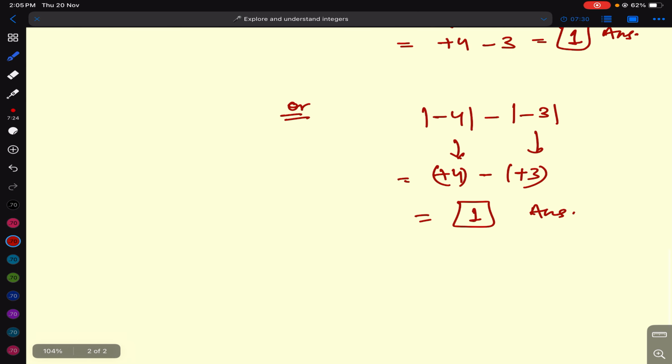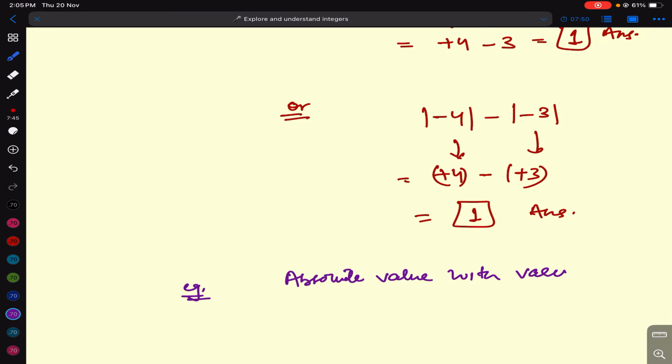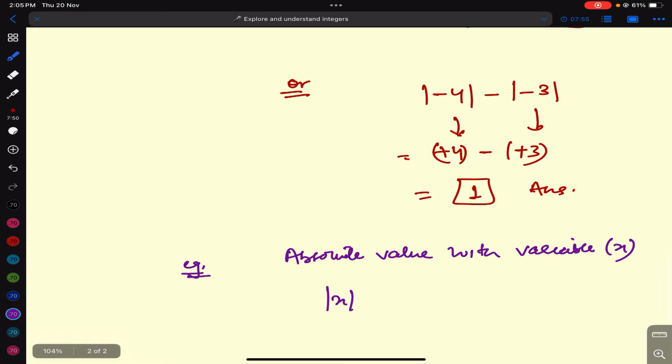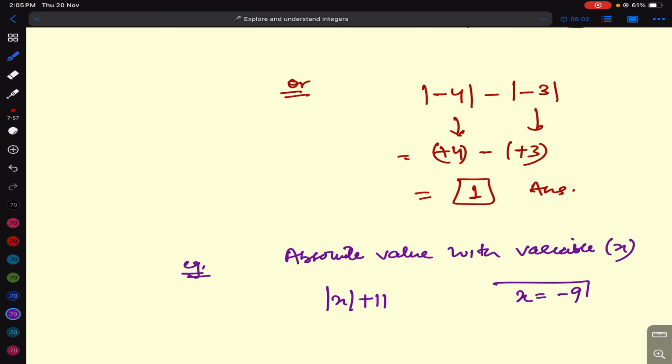Okay. We'll take one last example in this lesson, and that is, now here I'm going to write the expression where instead of directly having the absolute value, we are going to have the absolute value of a variable. Okay, so absolute value with the variable, you can say x. Now let's say you're given absolute value of x plus 11, okay, and the value of x is given as -9.